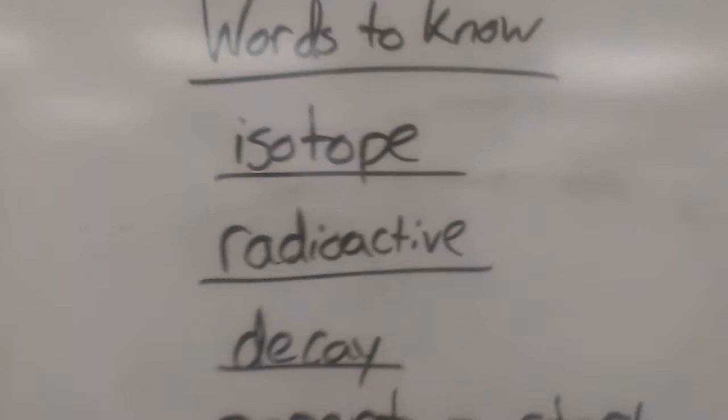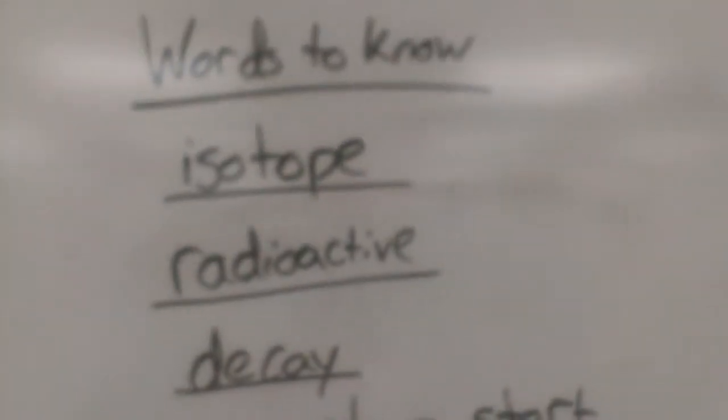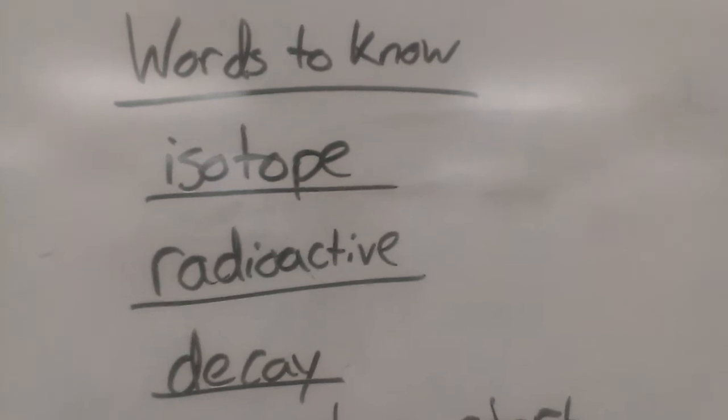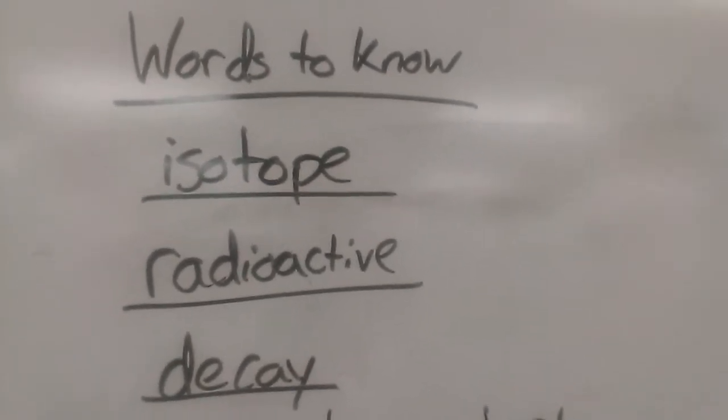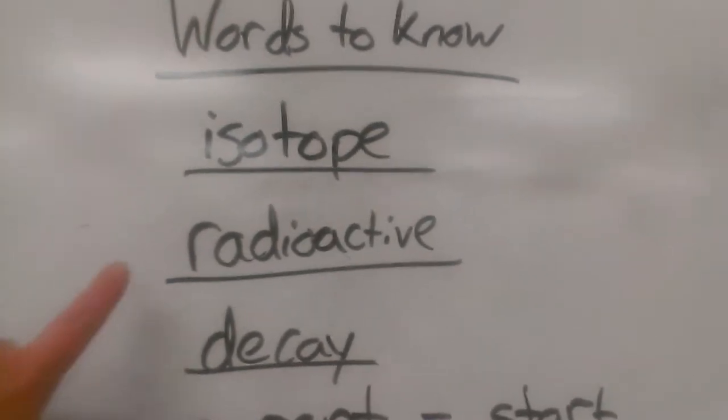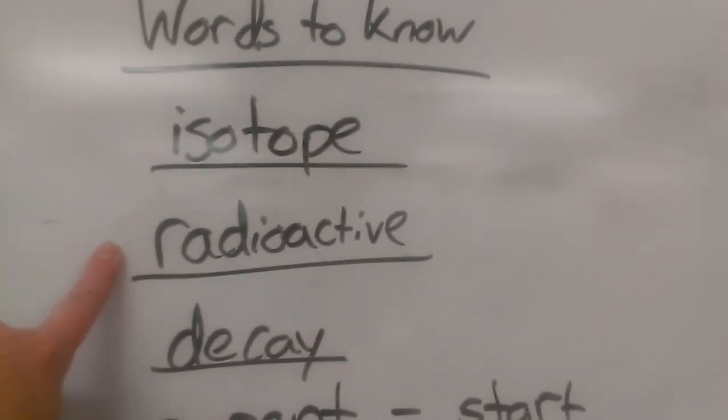So the words you want to know, isotope's the first one. When they say isotope, they're usually talking about what will actually be doing the decaying. It's an atom with a different number of neutrons than some of the other atoms of the same element. Radioactive just means that it's able to decay to something else.